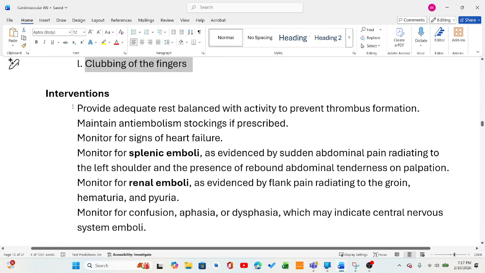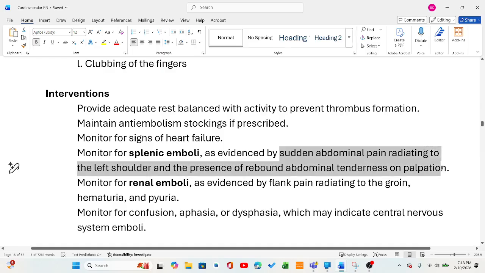But then when the clot forms and then it gets dislodged, like I said, it can go to the spleen and cause splenic emboli. And how do you know? This time around, the person will be having a sudden pain that is radiating to the left side, or we have rebound abdominal tenderness on palpation.